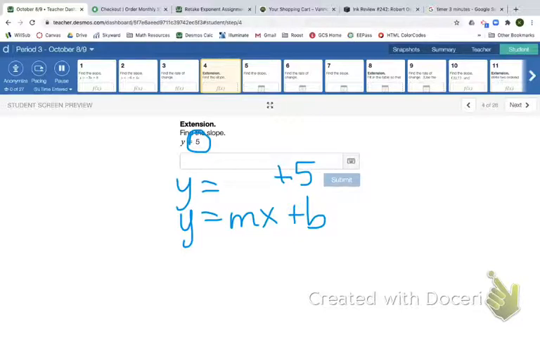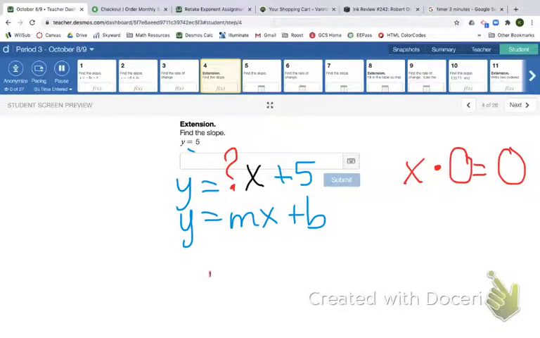So now I have to think about, if I put my x there, what number am I going to put instead of m so that the x cancels out? What number do I multiply by x to get 0, to get nothing? If you said 0, that your slope in this case is 0, you're correct. Let's go over some others.